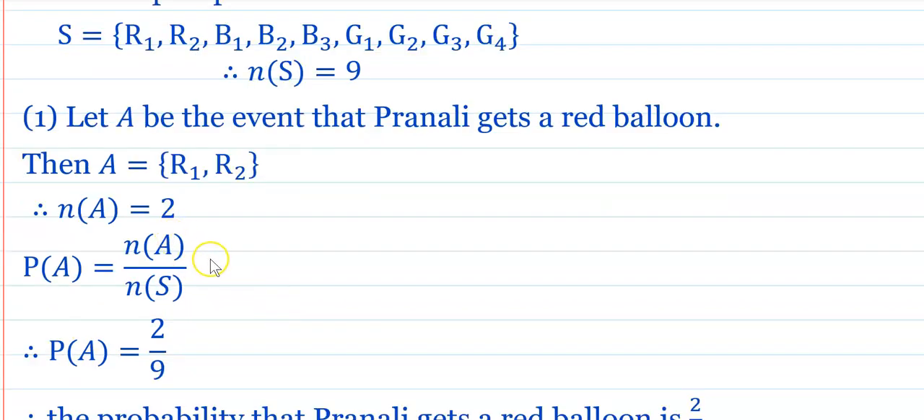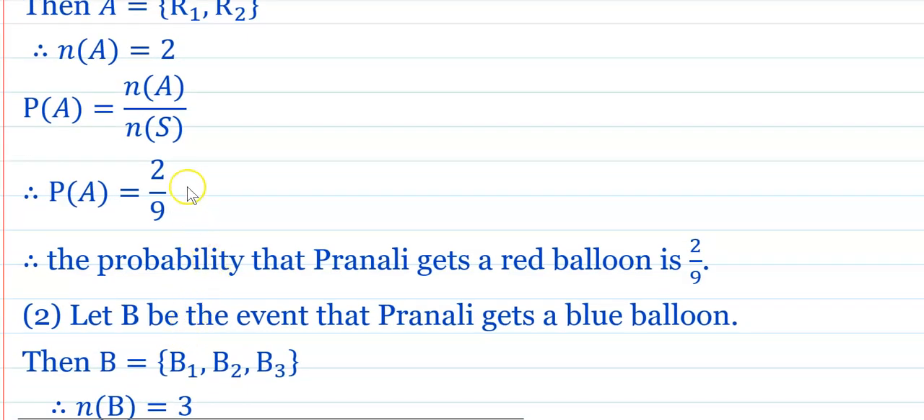P of A is equal to N of A upon N of S. N of A is 2. N of S is 9. And hence P of A is equal to 2 by 9. Therefore, the probability that Pranali gets a red balloon is 2 by 9.